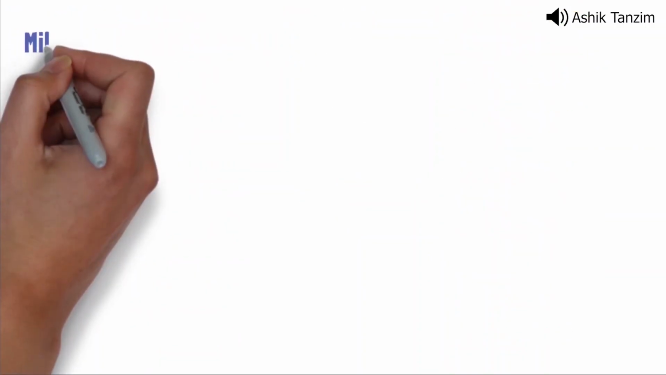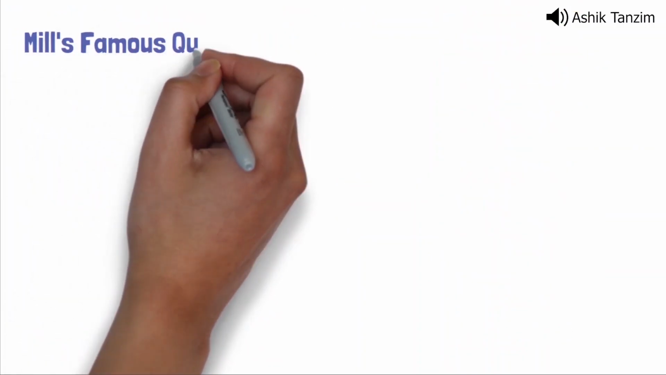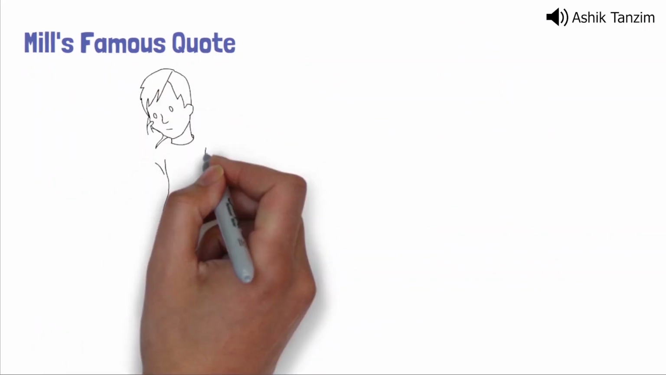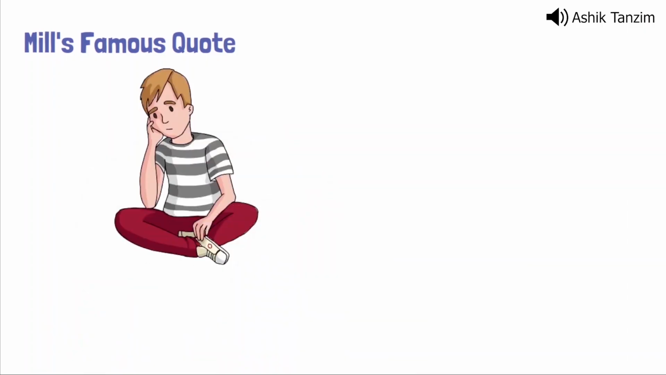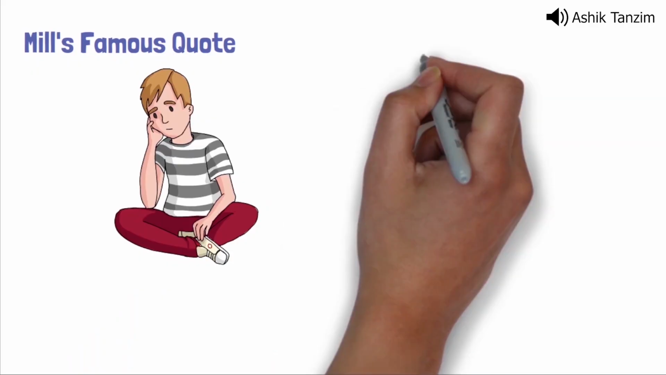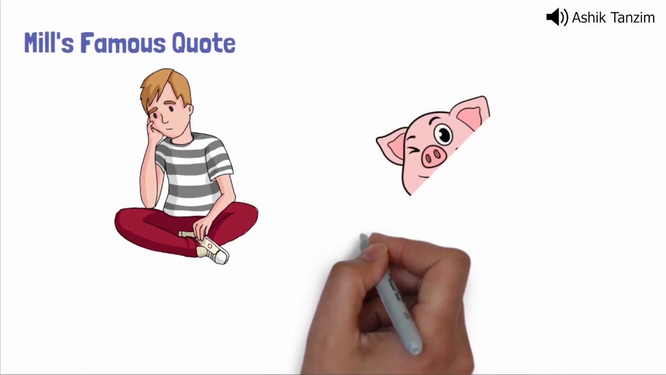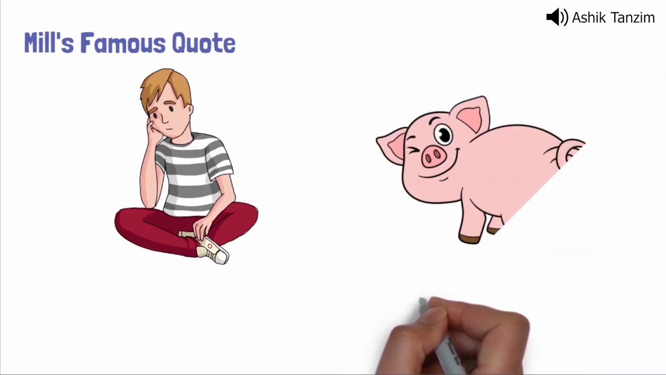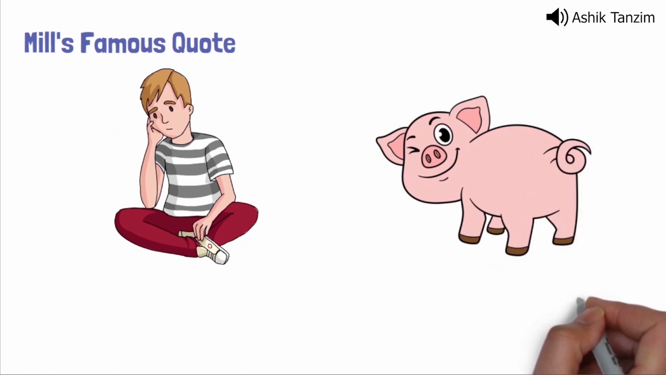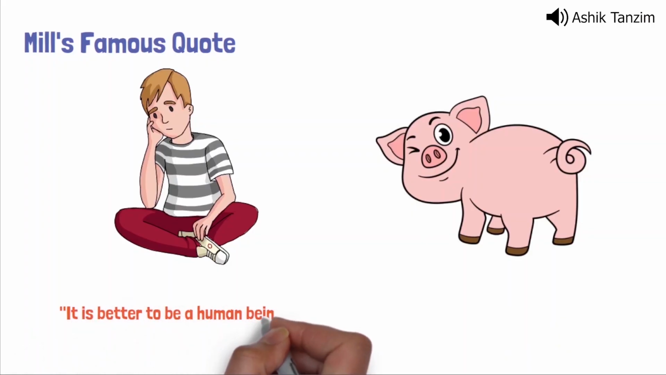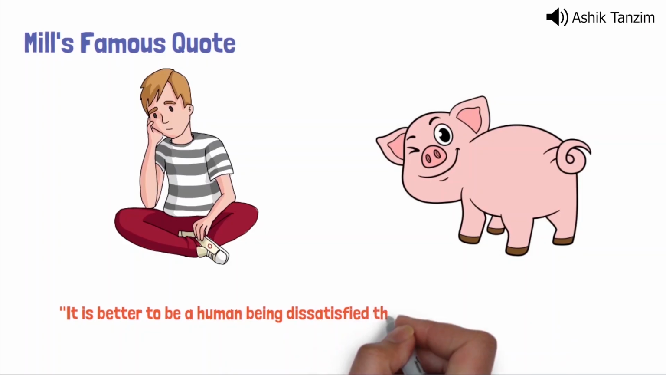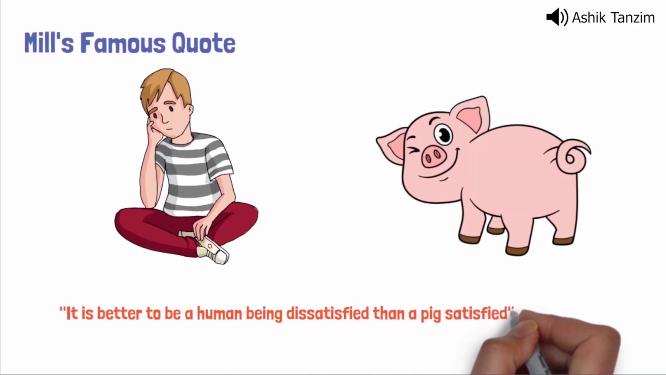To sum it up, Mill's idea here is his famous quote: "It is better to be a human being dissatisfied than a pig satisfied." This means it's better to live a thoughtful, challenging life as a human than a simple, easy one without growth. In conclusion, qualitative utilitarianism reminds us to choose actions that bring not just more happiness but better happiness and provide long-term benefit.